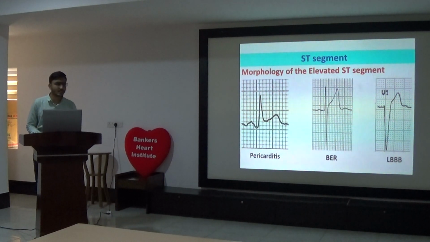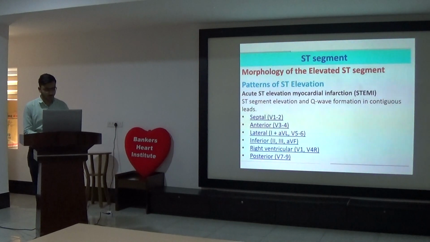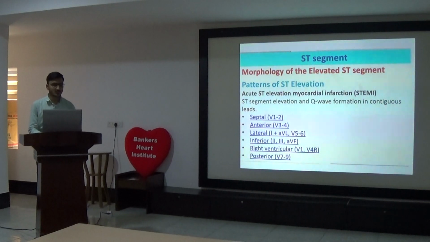And in LBBB there will be a broad QRS complex with ST segment elevation and an upright T wave. Then in LV aneurysm there is also a convex type of ST segment elevation, and in Brugada there is an RBBB type of morphology with ST segment elevation in V1 to V3. So that is the morphology of the elevated ST segment. First we will see ST elevation myocardial infarction.